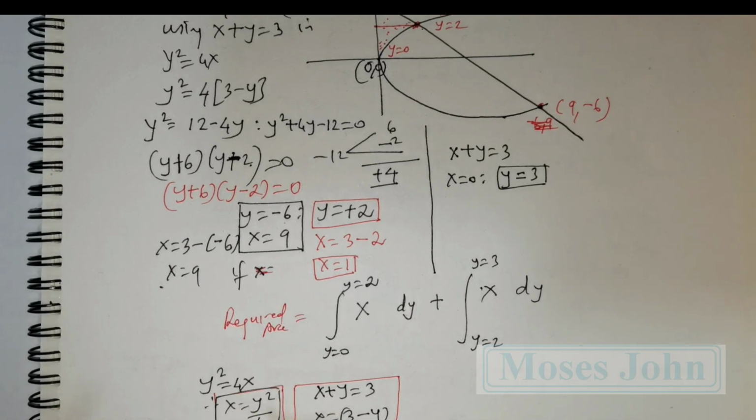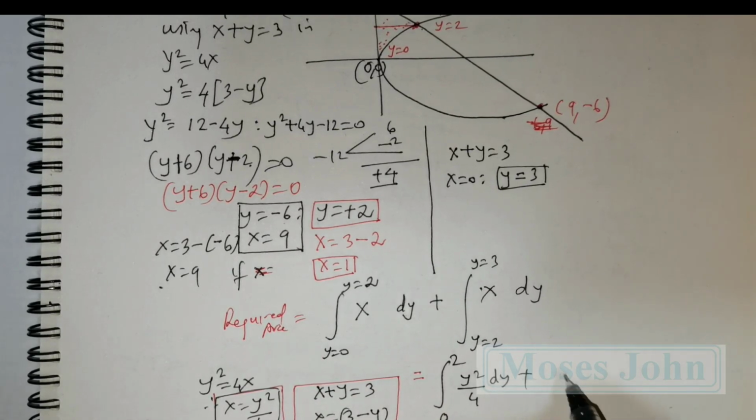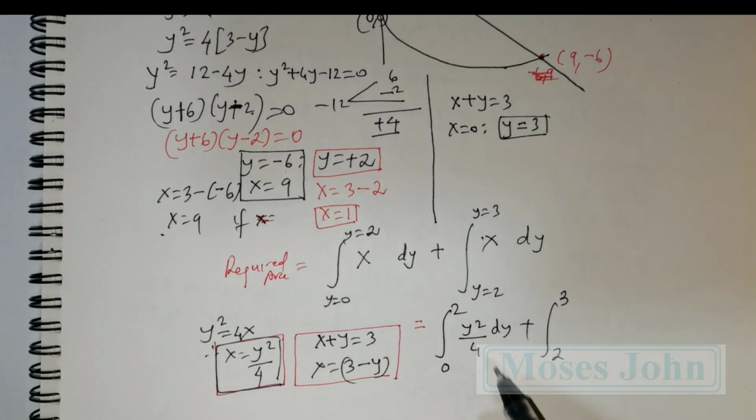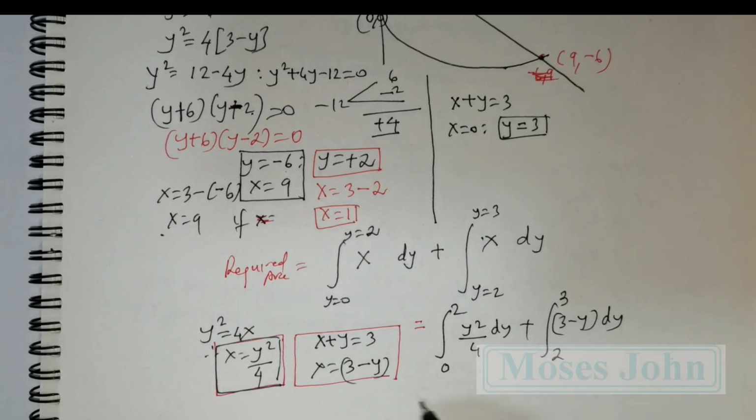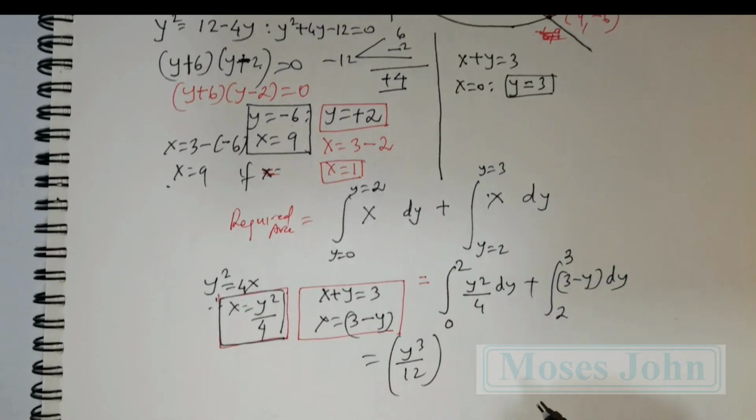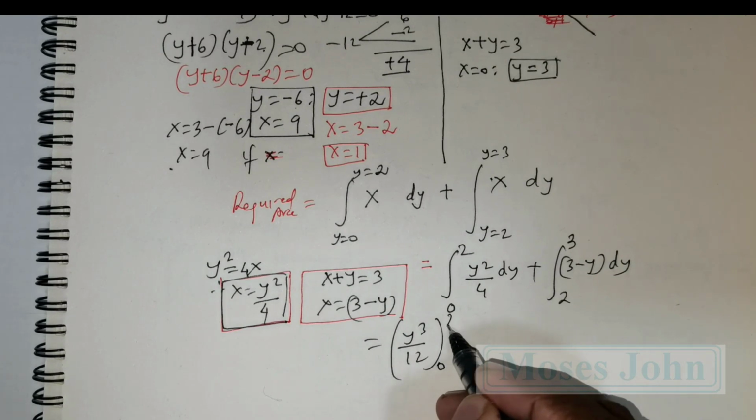expressions in this required area, we would now have this to be equal to integrate 0 to 2, in place of x is going to be y squared divided by 4 times dy, positive, integrate it from 2 to 3, in the place of x is going to be 3 negative y times dy. Now, integration of this would give you y cubed divided by 12. The limits are 0 to 2, positive.